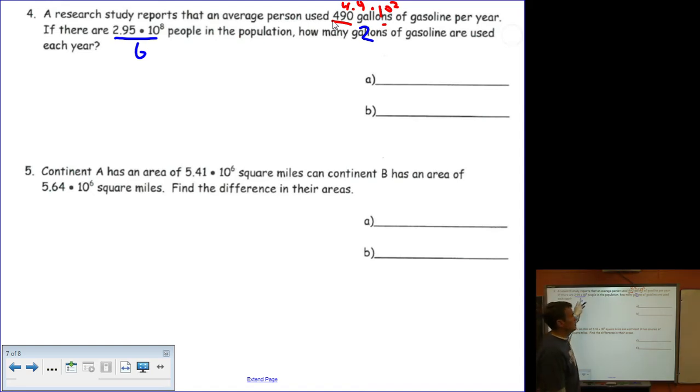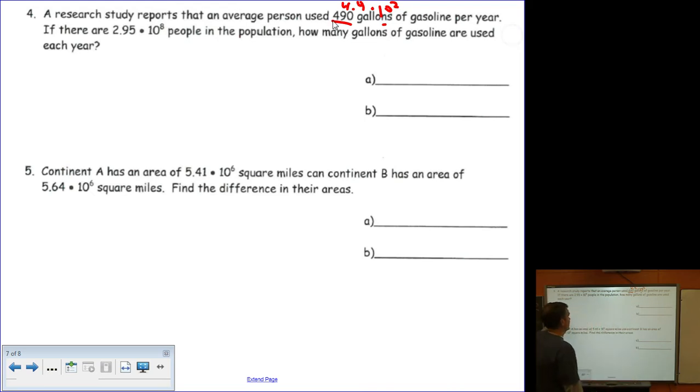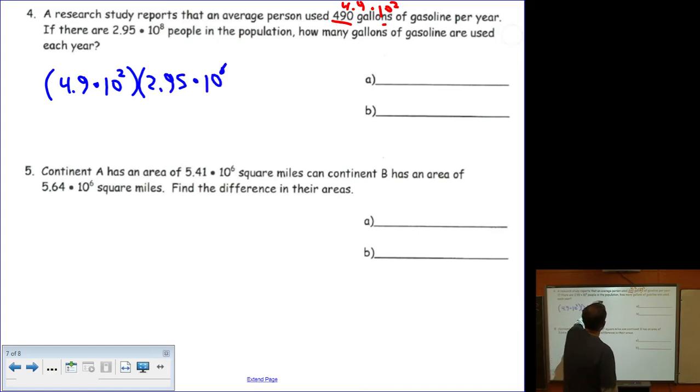So if 6 people each use 2 gallons of gasoline per year, that would be 12 gallons of gasoline used per year. 6 people, they each use 2. So 12, that is a multiplication problem. 12 would be gotten by multiplying 6 and 2. So let's go ahead and multiply our numbers in scientific notation. So this would be 4.9 times 10 to the second times 2.95 times 10 to the 8th.